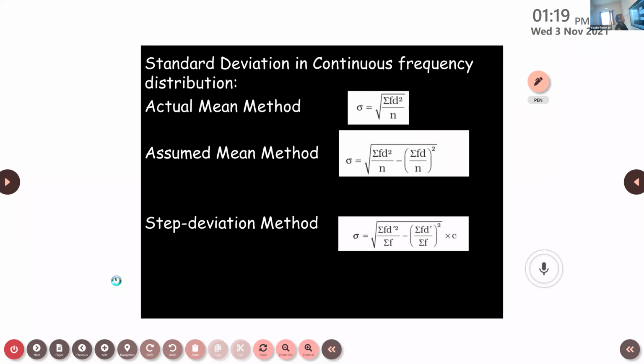Step deviation method, sigma is equal to square root of sigma fd dash square divided by sigma f minus sigma fd dash by sigma f whole square into c. C is a common factor. These are the formulas. We'll discuss one by one.